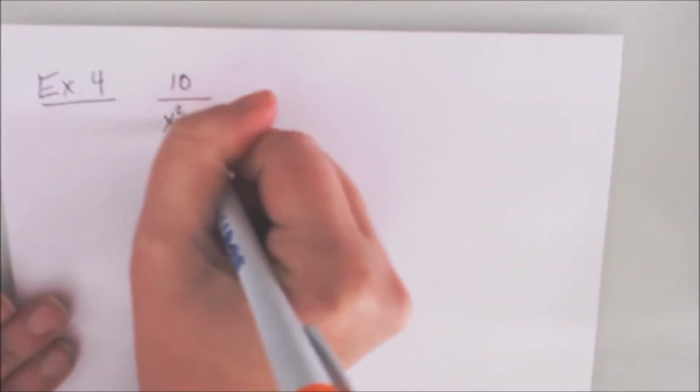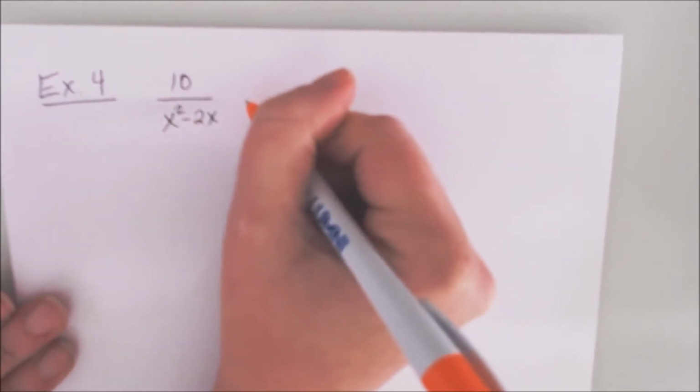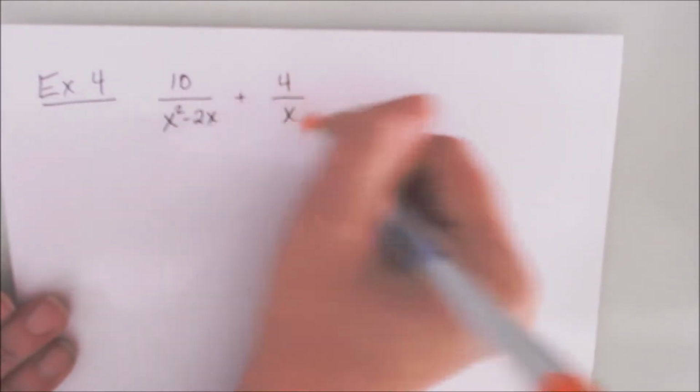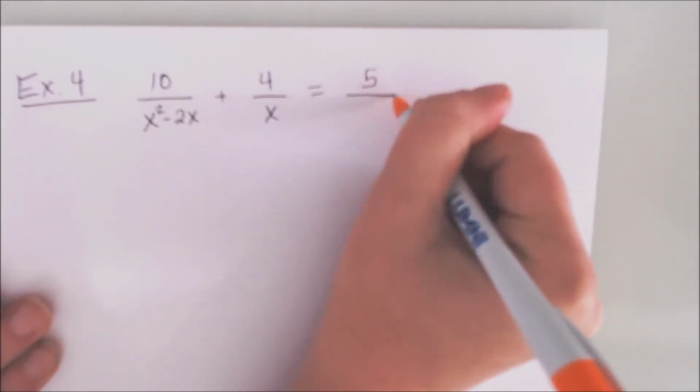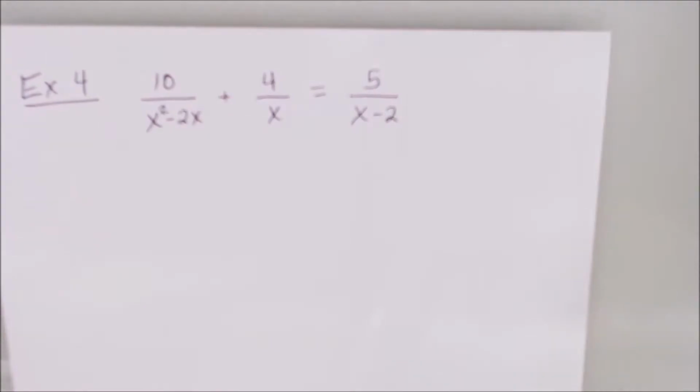Let's take a look at example 4. So we have another rational equation to solve, and the equation we have is 10 over x squared minus 2x plus 4 over x equals 5 over x minus 2.